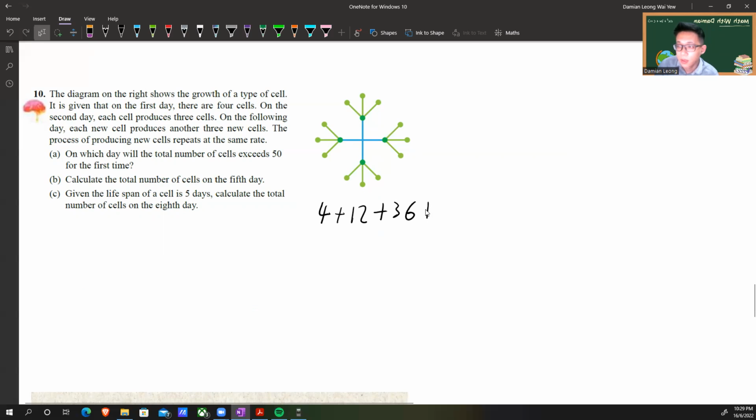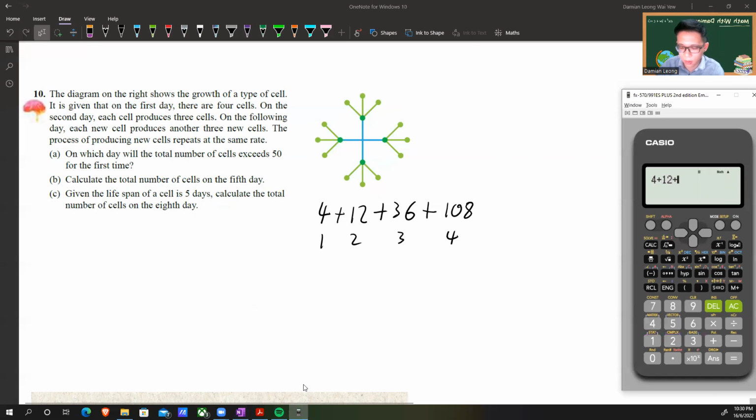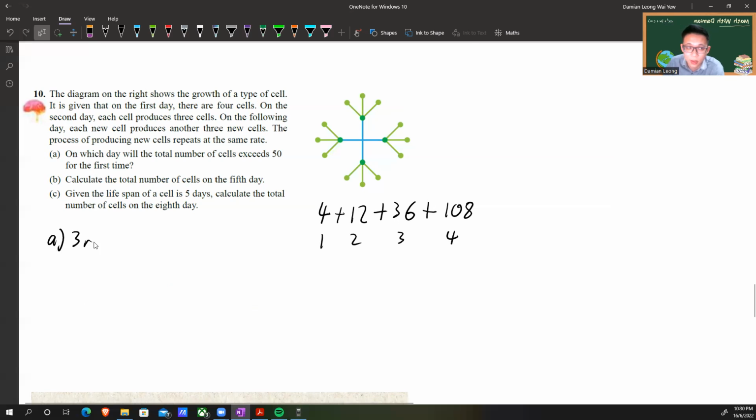First day, second day, third day. So the fourth day, it will add another 36 times 3, which means 108. Yeah. So actually, when it exceeds 50, if I look at the third day, 4 plus 12 plus 36 is 52. So it already exceeds 50 for the first time. So actually, for part A, it's just the third day.